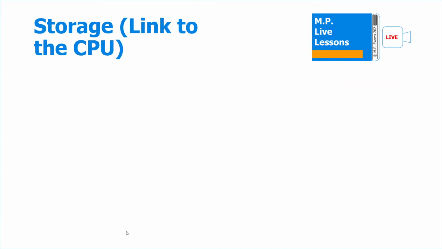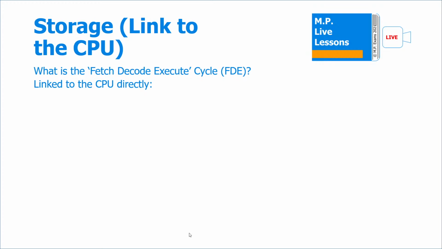Now, we need to know about storage, and it's a link to the CPU. Now, for the exam, you don't need to know about the CPU itself. You'll need to know what the fetch, decode, execute cycle is, and that's linked to the CPU directly. So this is what happens in the CPU when it handles instructions. So it fetches instructions from main area, decode, and then execute.